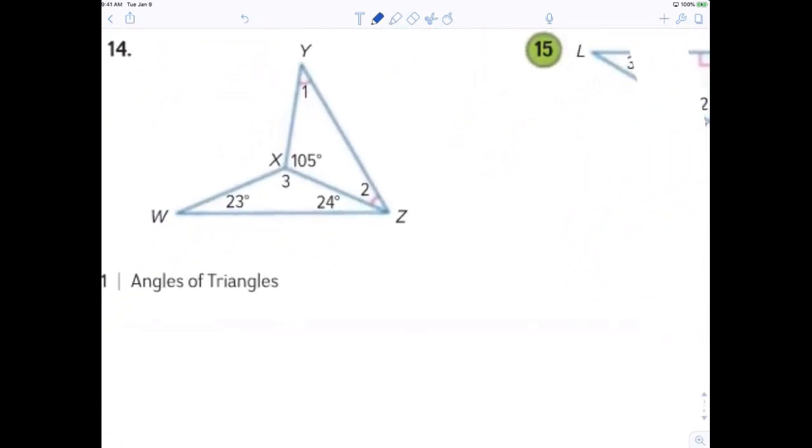Now, I want everybody to take a look at 14. Something that's kind of hard to see is this right here because of the way the picture is drawn. That angle is congruent to that one. I think what they're trying to tell you is those two angles are congruent. So what are those two angles? 75 degrees.